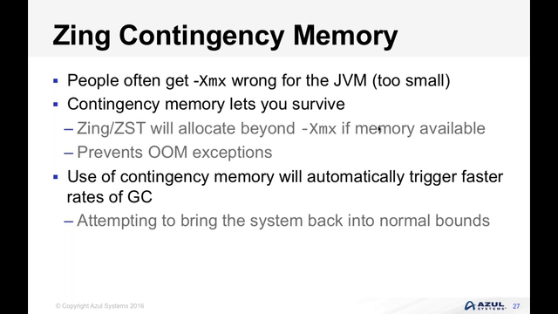Obviously with this, you need to be monitoring your JVMs, you need to be monitoring the systems in order to determine if this is happening. Because if you see contingency memory being used a lot, then clearly you need to adjust the size of your heap to increase it, to make sure that you don't start using contingency memory, because contingency memory might not always be available.